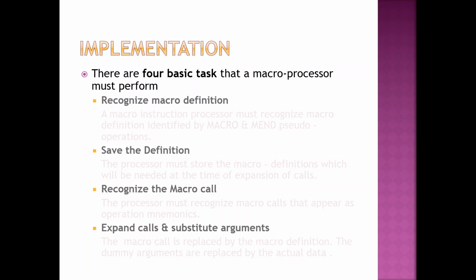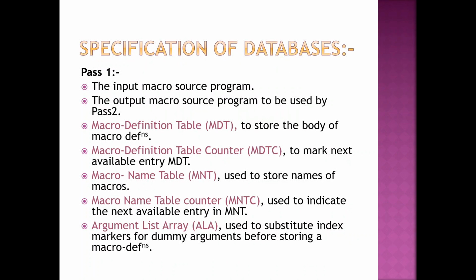We know all these things happen, but now we know what data structures it is going to use to do this. It will find the macro call and replace it with the definition. In the last point, expand calls, we know that, and substitute arguments. You know that substituting arguments means replacing the dummy arguments with the actual arguments. How these things are done, and what databases are used for all this, is what we are going to discuss today. Let us move on to the actual topic.